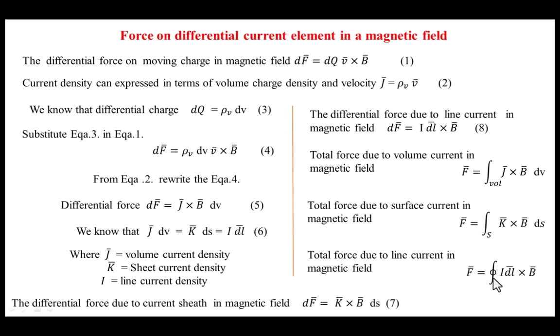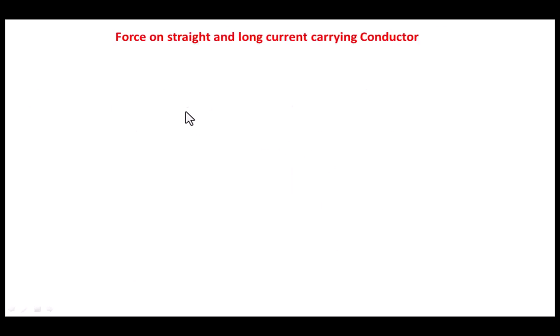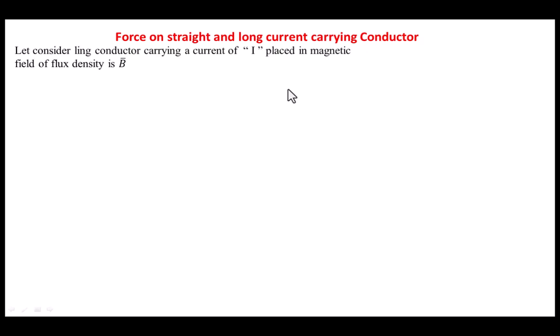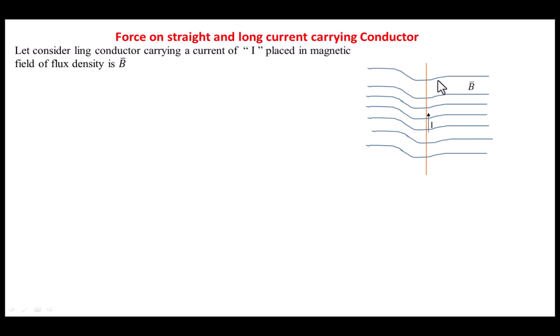See here, we have taken the closed line integration because current passes only when the circuit is closed. Now we are going to find the force on a straight long current carrying conductor. We assume there is a magnetic field whose flux density is B bar. This is a conductor carrying a current I in this direction. The force on a current carrying conductor placed in a magnetic field is F bar equals I into L bar cross B bar, where L is the length of the conductor.